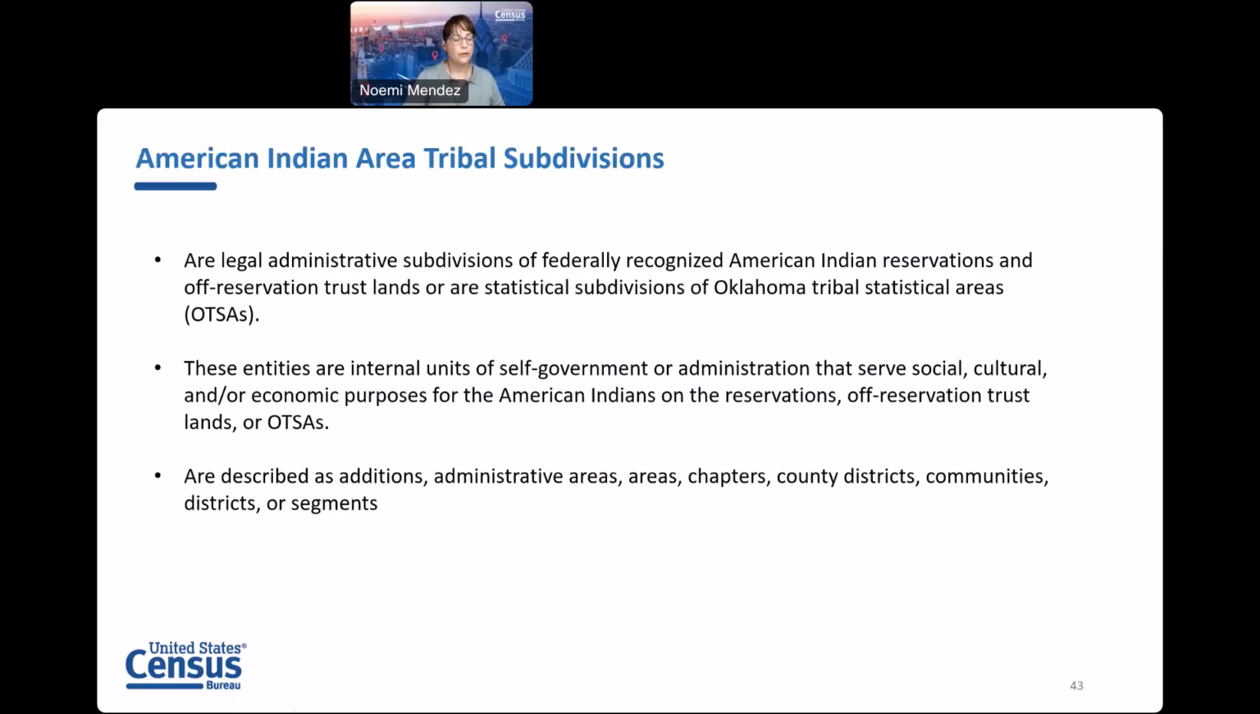So these are legal administrative subdivisions of those federally recognized American Indian reservations and those off-reservation trust lands, or statistical subdivisions of Oklahoma tribal statistical areas, OTSAs. These entities are internal units of self-government or administration that serve cultural and/or economic purposes for the American Indians on the reservations, off-reservation trust lands, or the OTSAs. They are described as additions, administrative areas, chapters, county districts, community districts, or segments.